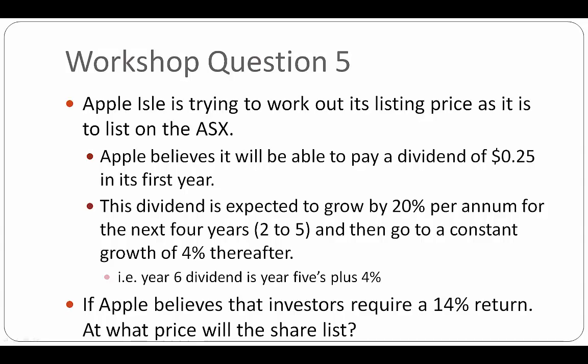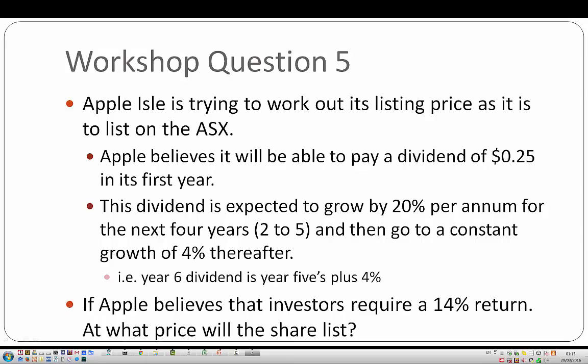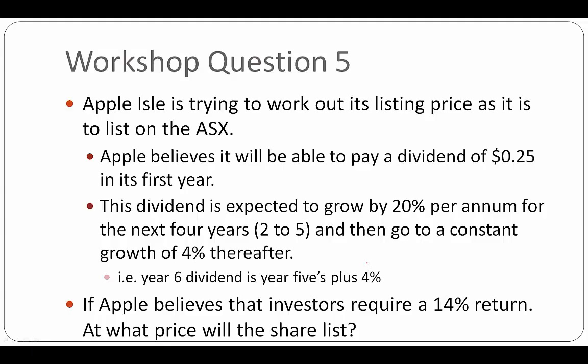Apple believes it will be able to pay a dividend of 25 cents per share in the first year. The dividend is expected to grow by 20% per annum for the next 4 years, so years 2, 3, 4, and 5, and then go to a constant growth of 4% thereafter. So the year 6 dividend is going to be year 5's dividend plus 4%. Year 7, same change from year 6.